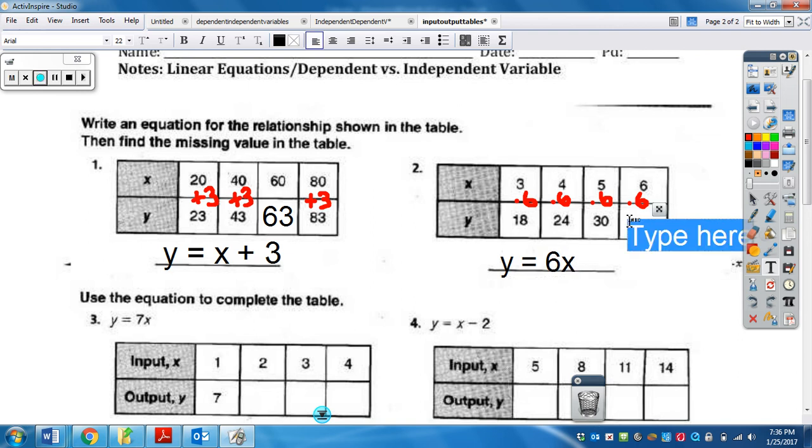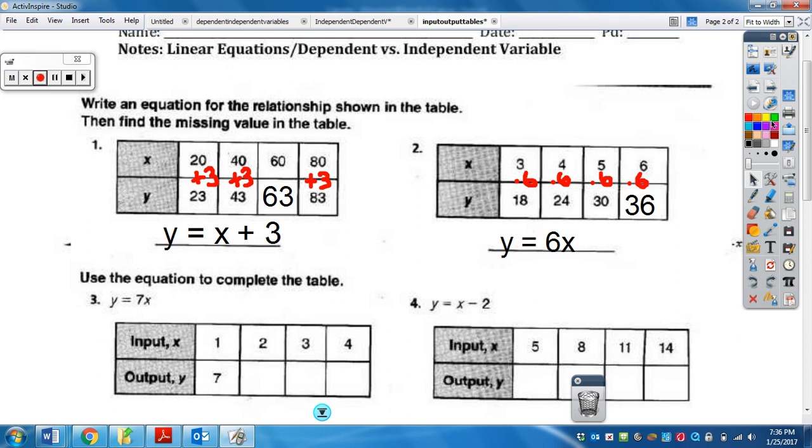So let's follow that pattern here. We said it was times 6. So 6 times 6 would give me 36. Okay. So now that you understand how to write the equation, really you just want to define that relationship between the x and y. Tell yourself, okay, well, what's happening to the x to make the y? And then write it using y equals, and then tell us that rule. It's x plus 3 in this chart, and here it's 6 times the x value.